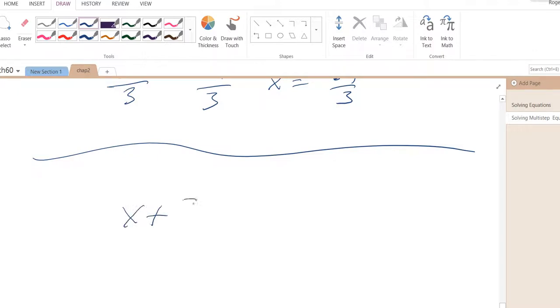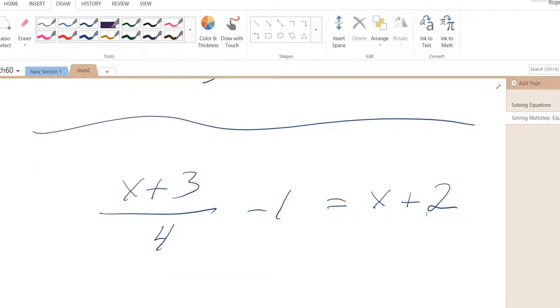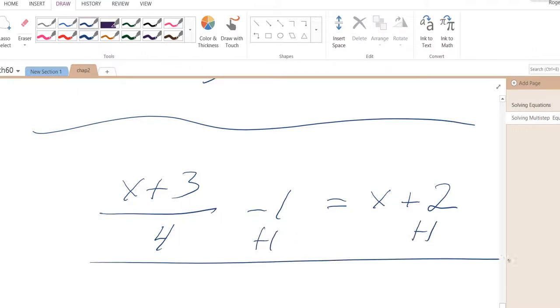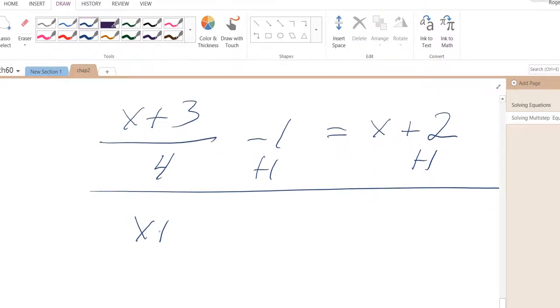Let's look at one like this. Okay, so now let's say we have one kind of like this. So, lots more fraction stuff. What should we do here first? That's a great idea. Let's add 1. Okay. So I'm going to have x plus 3 over 4 equals x plus 3.